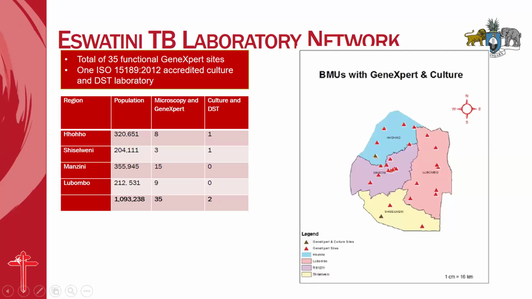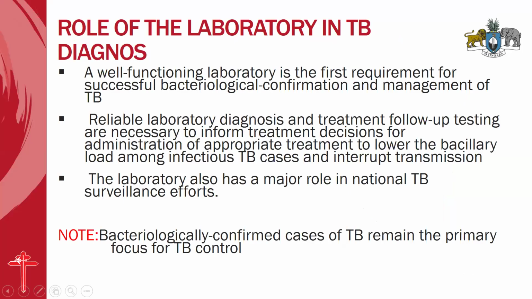So the role of the laboratory in TB diagnosis. TB diagnosis has to be confirmed from the lab. So if there are cases that we are suspecting from the peripheral labs, at the end, they should be confirmed. A well-functioning laboratory is the first requirement for successful bacteriological confirmation and management of TB. Reliable lab diagnosis and treatment follow-up testing are necessary to inform treatment decisions for infectious TB cases and to interrupt transmission.